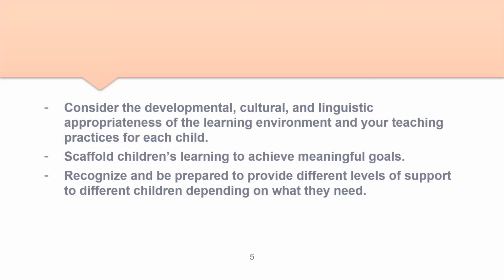And then finally, we want to recognize and be prepared to provide different levels of support to different children depending on what they need. So how do we do that? For example, some children may need more attention at certain times or support for learning particular concepts or skills. We need to differentiate our support in a strength-based way, and that's the most equitable approach because it helps meet the needs of each and every child.